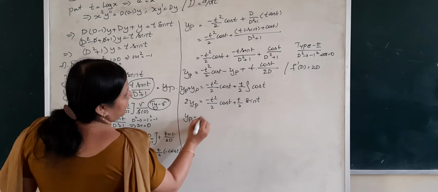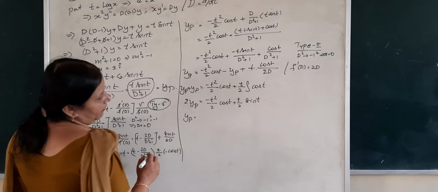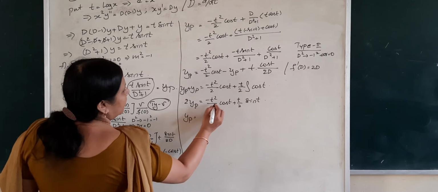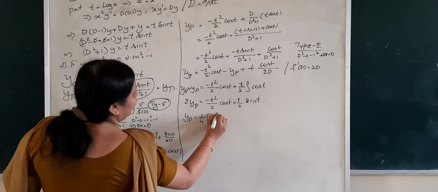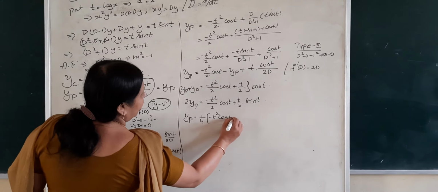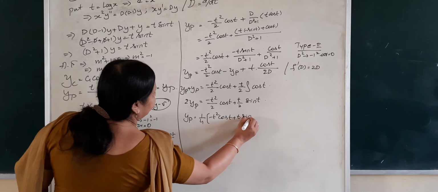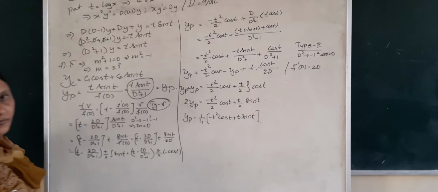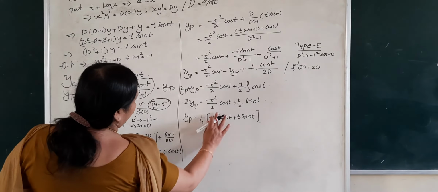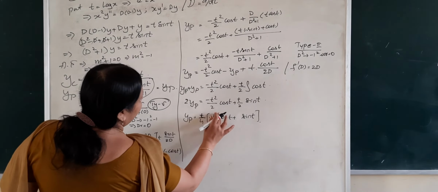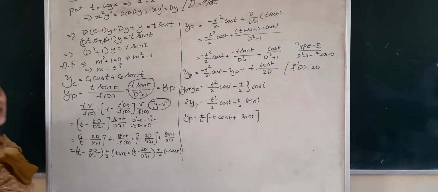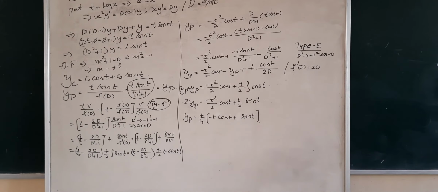Therefore, yp is equal to, you can take out even 1 by 2 common here. So it's going to be 1 by 2 into 2 is 1 by 4 times of minus t square cos t plus t sin t. If you want, you can take out a t also common. So it's going to be t by 4 times of minus t cos t plus sin t. So that is your yp.